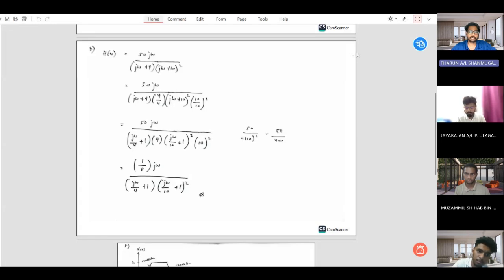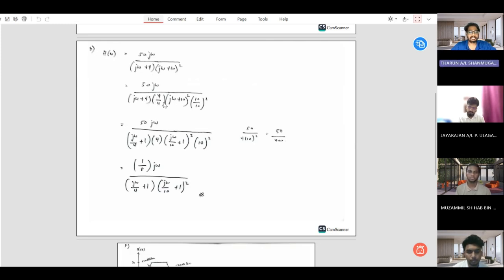I'll be explaining today how to derive the equation from the transfer function to do the Bode plot. As you can see here, the transfer function given is 50 j omega over (j omega plus 4)(j omega plus 10) squared. From here we will try to eliminate the 4 and the 10.